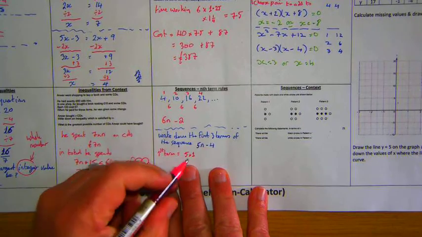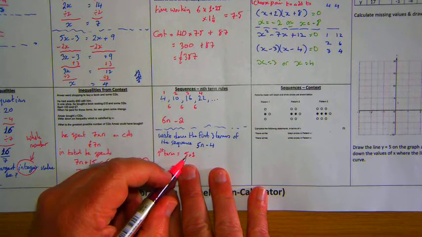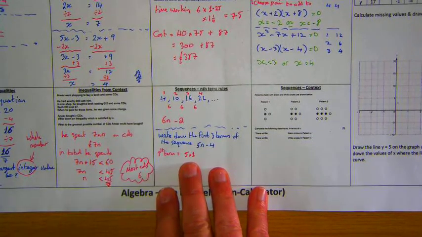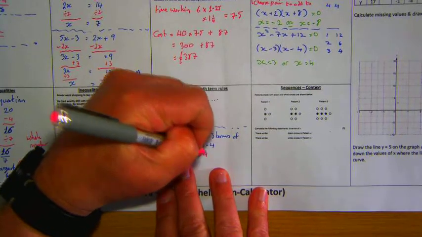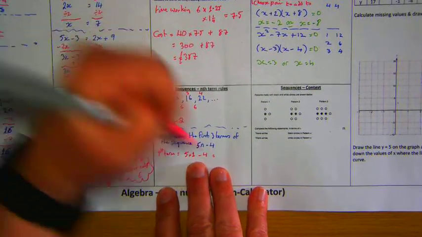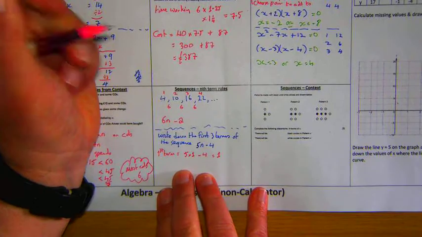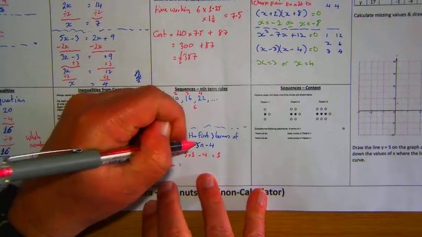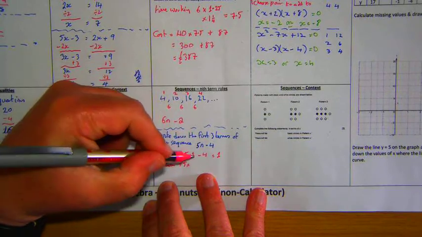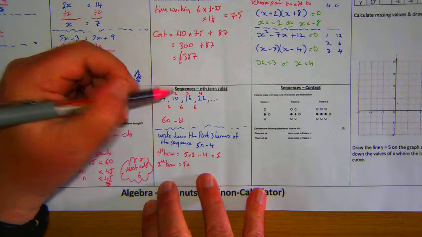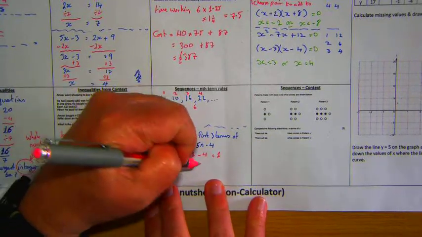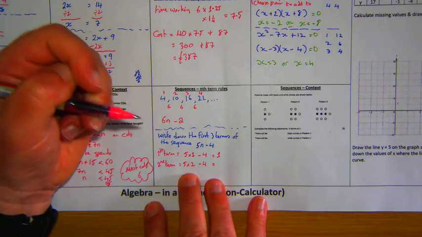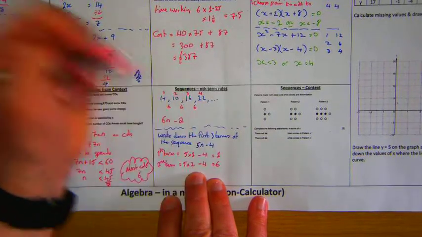When I replace a letter with a number, I've got to put the arithmetic times in there. Take away 4. 5 times 1 is 5, take away 4 is 1. The second term will be 5 times 2 now. I want the second term, so n is 2, take away 4. 5 2s are 10, take away 4 is 6.